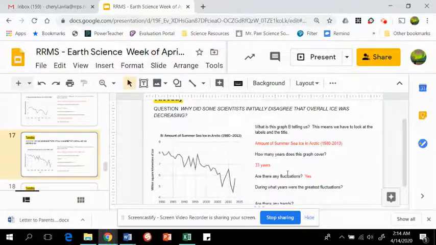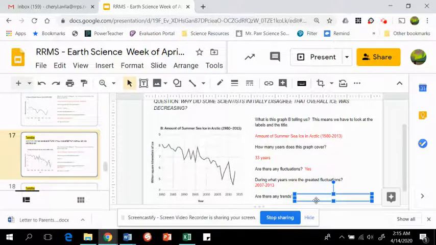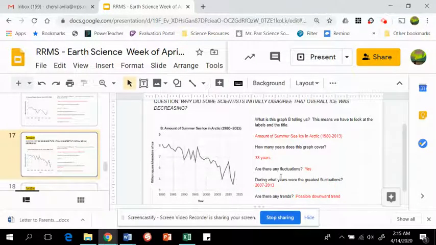During what years were the greatest fluctuations? Ones I kind of notice here are this big dip and rise, big dip. There's a big dip here. So there's several, but we could generally say from 2007 to 2013, these were the two major fluctuations there. Are there any trends? Generally speaking, if we look at this, it looks like the trend is that the amount of sea ice is decreasing. So possible downward trend here.